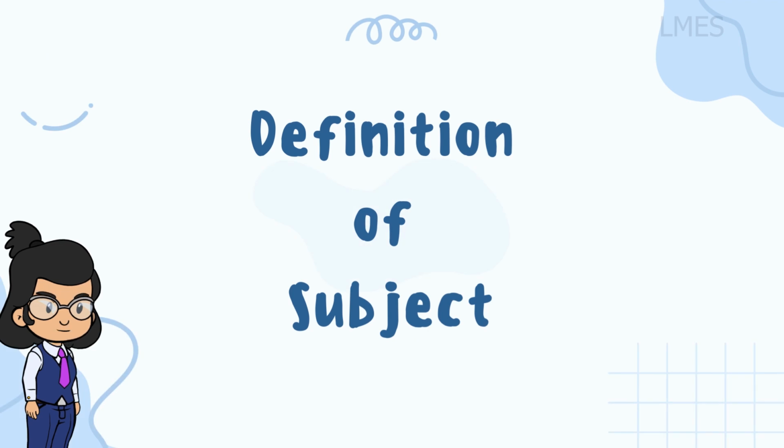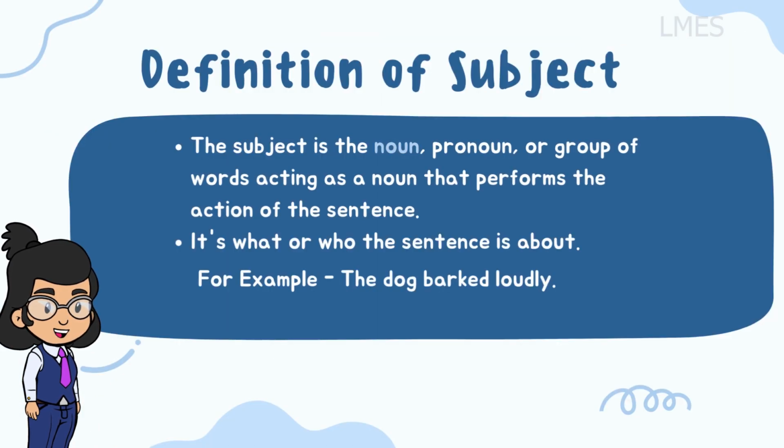Let's start with the subject. The subject is the noun, pronoun, or group of words acting as a noun that performs the action of the sentence. It's what or who the sentence is about. For example, in the sentence, "The dog barked loudly," the subject is the dog.